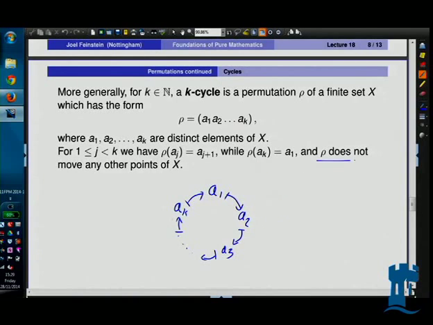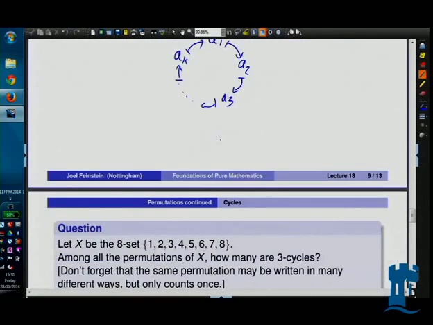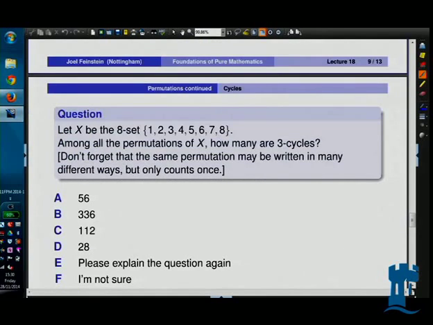And that's a K cycle. So we've seen a 3 cycle, a 4 cycle. I've told you that 1 cycles are boring, and I've told you that 2 cycles are important. Here's a question for you.